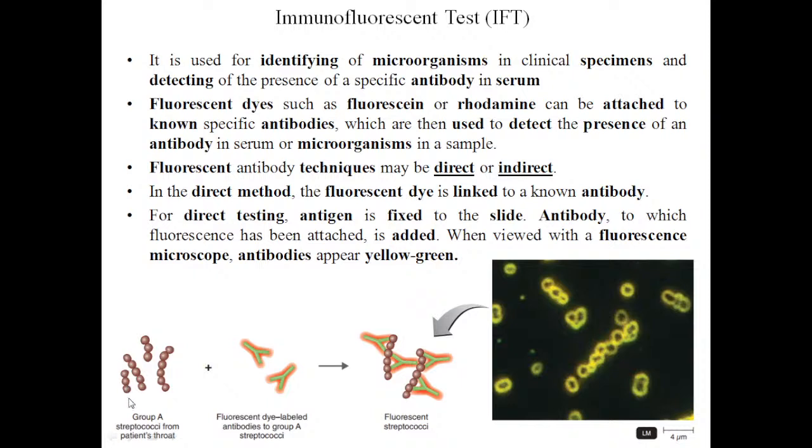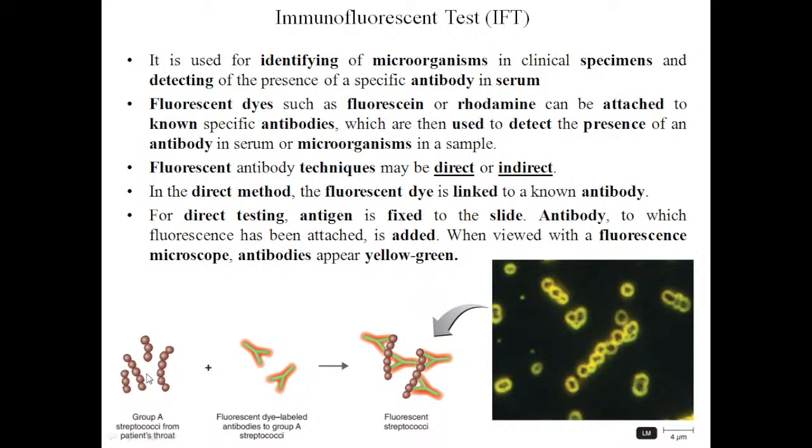It is an example of direct immunofluorescence test. This is antigen, for example, streptococci from throat that cause sore throat disease. And these are antibodies that are labeled with fluorescence dye.